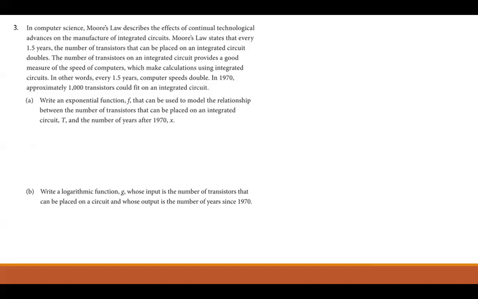In 1970, approximately 1,000 transistors could fit on an integrated circuit. All right. So what this is talking about is how computers have evolved, right?